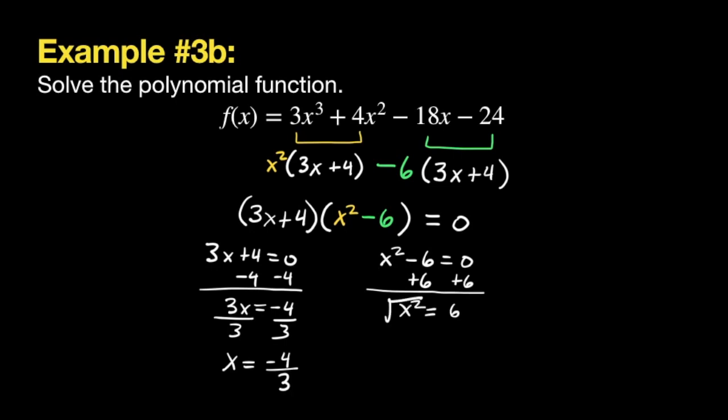You're going to find the square root once again, and you get x is equal to plus or minus the square root of 6. Now, 6 is not a perfect square, so we're just going to leave it as that. It's going to be an irrational answer. So your answer for this problem, and I'm going to put it on the left hand side, it's going to be x is equal to -4 over 3, the square root of 6, and the negative square root of 6. So those are going to be the three answers that we need.